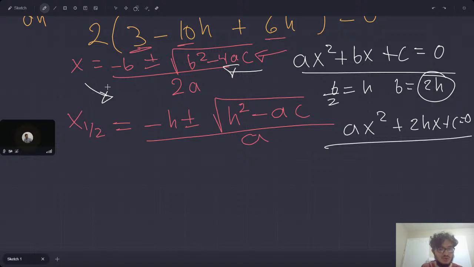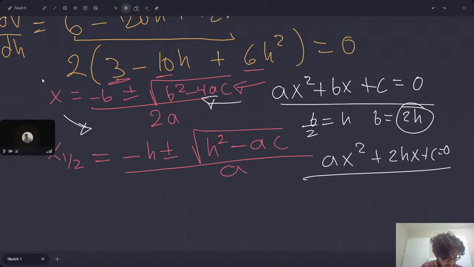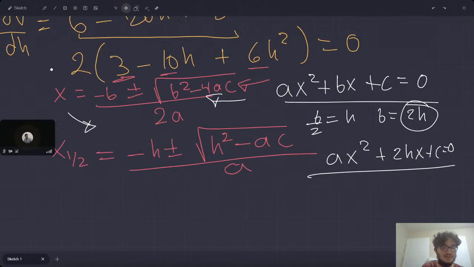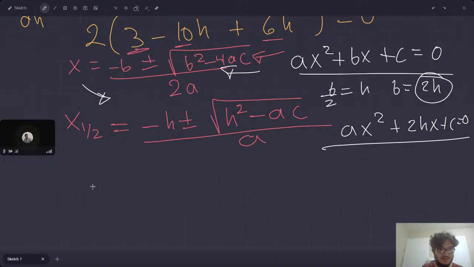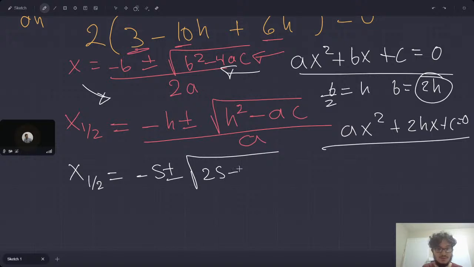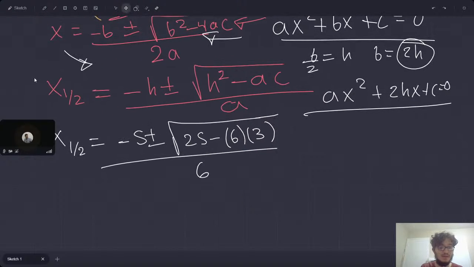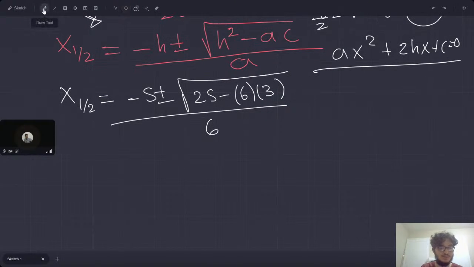Half quadratic is so nice, because all you gotta do here is half 10. Half of 10 is 5, so it's just minus 5. So x equals minus 5 plus or minus the square root of 25 minus a times c, where a is 6 and c is 3, divided by 6. That's it. And now you see the expression inside the radical is so much nicer. It's way better than the regular quadratic formula, because you are able to reduce the expression. Okay.